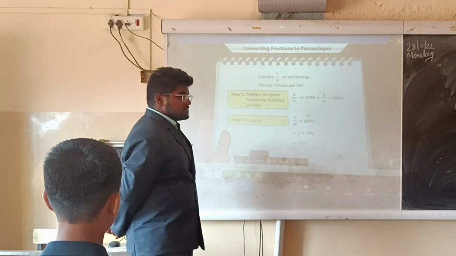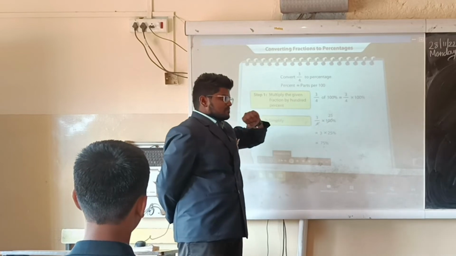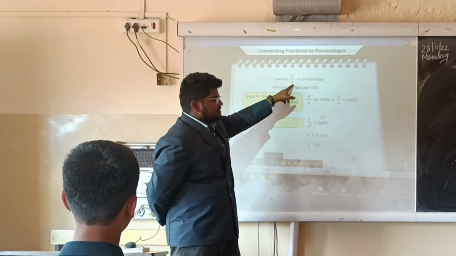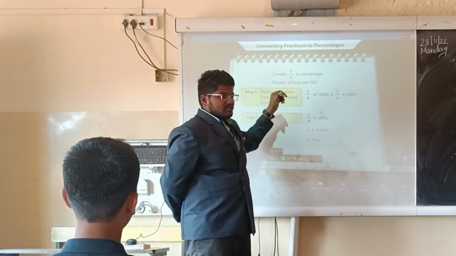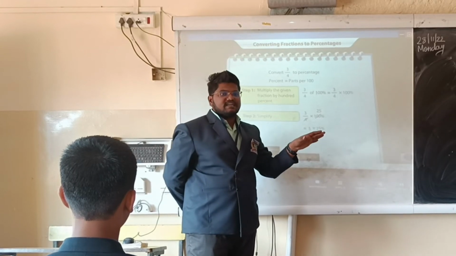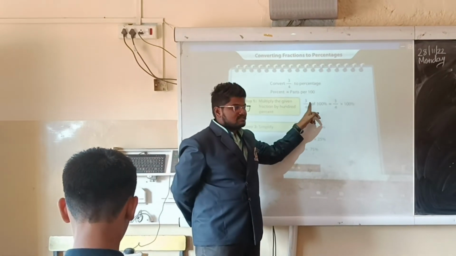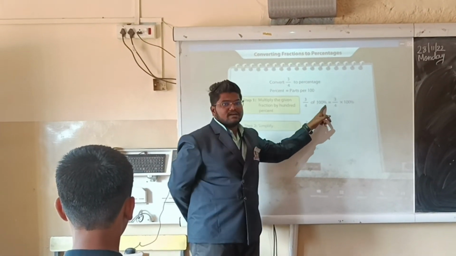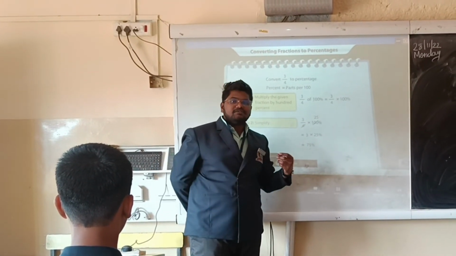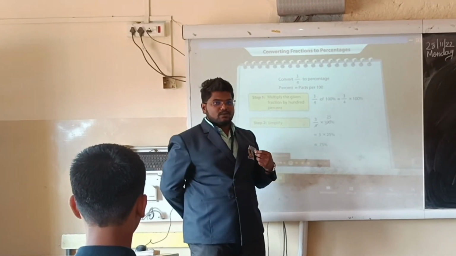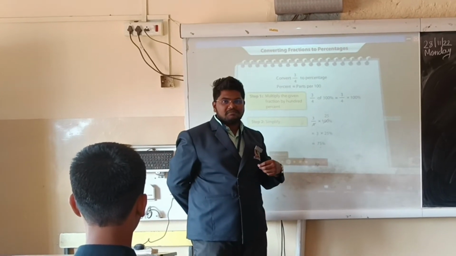Okay, the first question that is being explained here is convert 3 upon 4 to percentage. It means out of every 4 parts, we are taking 3 parts. So out of every 100 parts, how many parts are we going to take? Whenever you come across questions which are fractions to percentage, you just have to write the fraction as it is and multiply it with 100%. Whenever we are dealing with percentage, we are dealing with a very important number, and that number is 100.